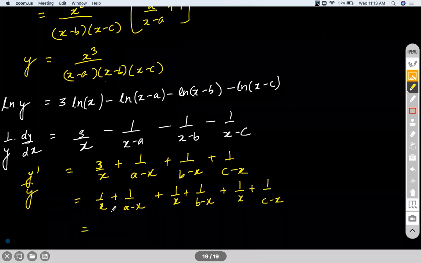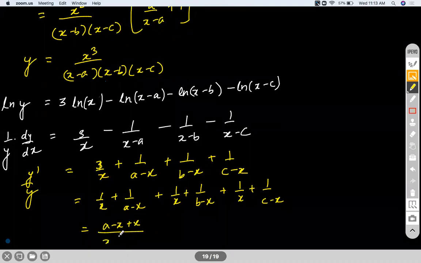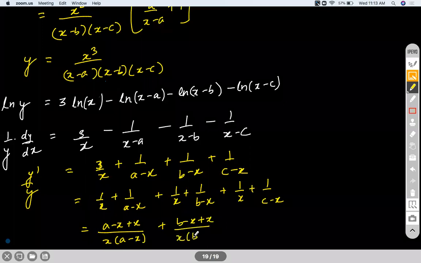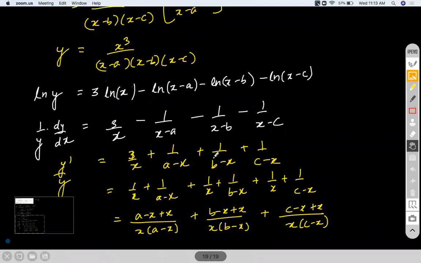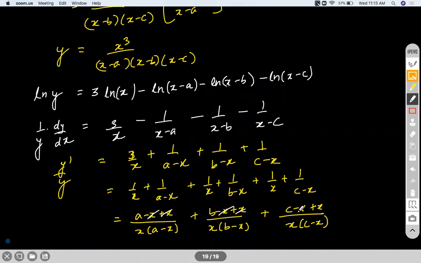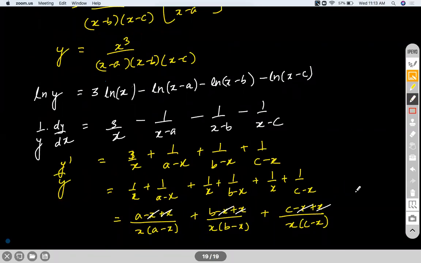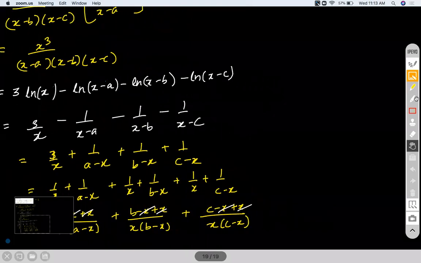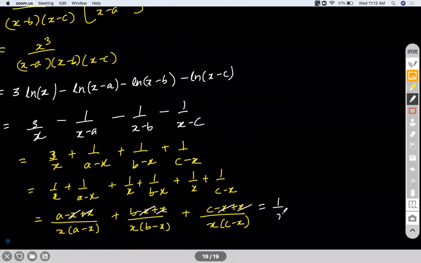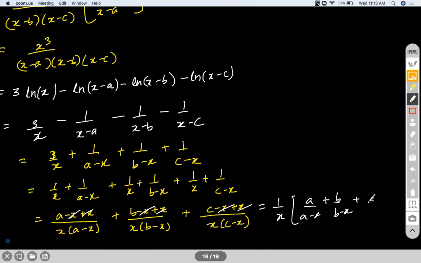Okay, so this will give you a minus x plus x by x into a minus x. And again, b minus x plus x by x into b minus x. And again, c minus x plus x by x into c minus x. Correct? So x goes off, and then take 1 by x as common, so it'll become a by a minus x, b by b minus x, and c by c minus x. That is the desired expression.